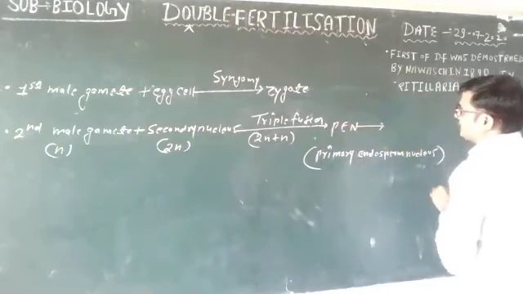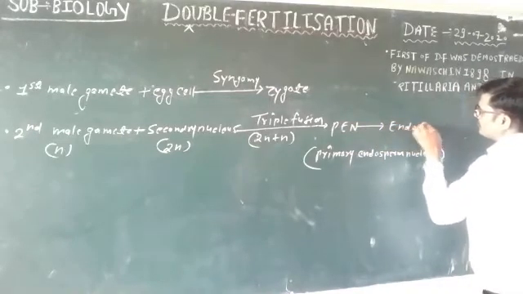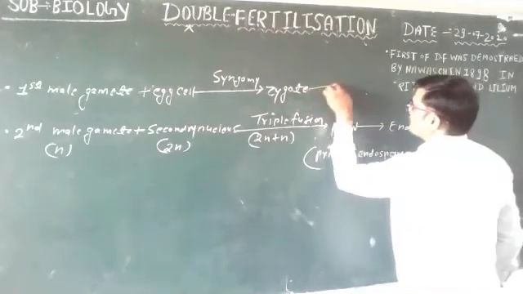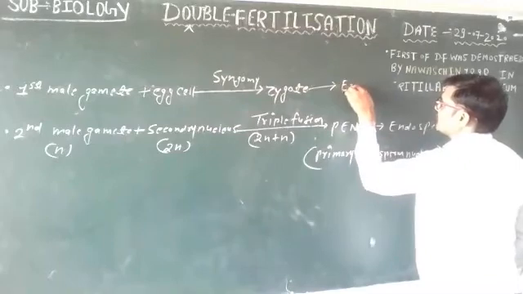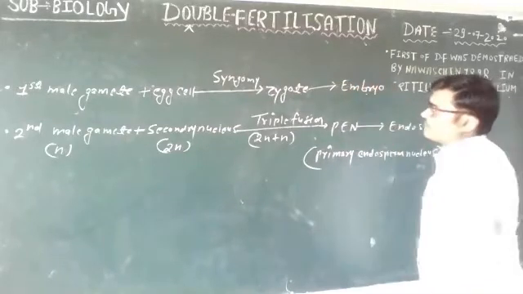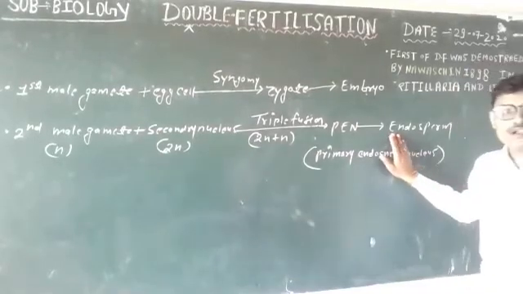After this change, it will convert into the endosperm, and the zygote forms the embryo. First we take the screenshot. After this, I will discuss the next point. Embryo sac. I hope it is done.